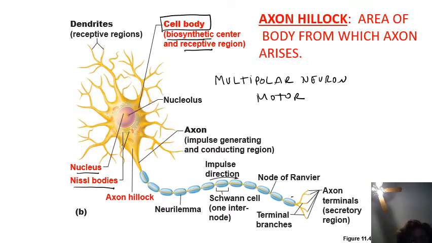The neuron also consists of, in the case of multipolar neurons, several dendrites and one axon. The area where the body of the cell and the axon meet is the axon hillock.